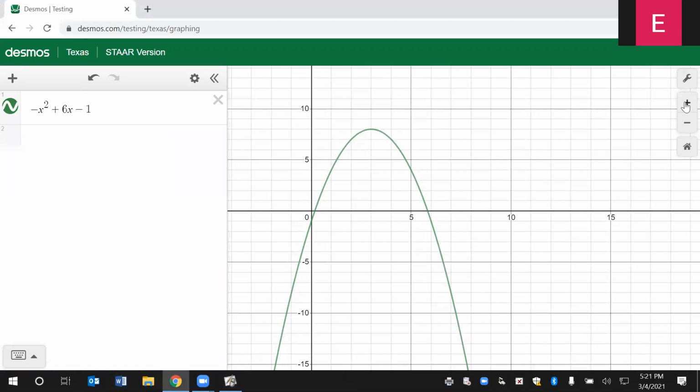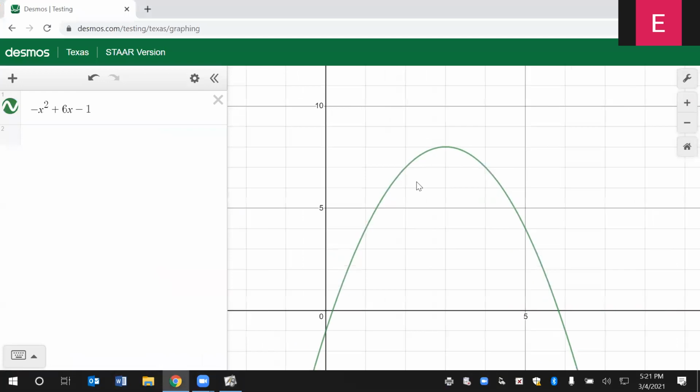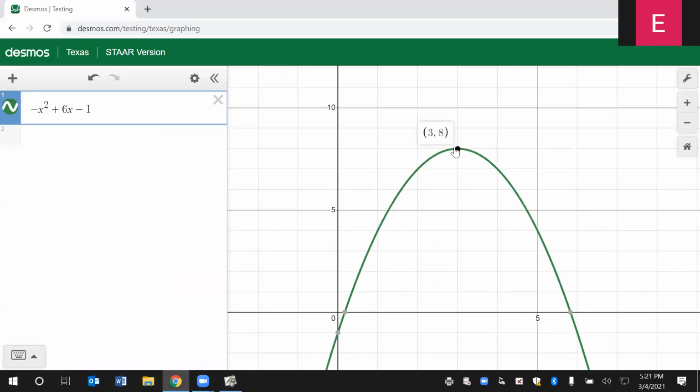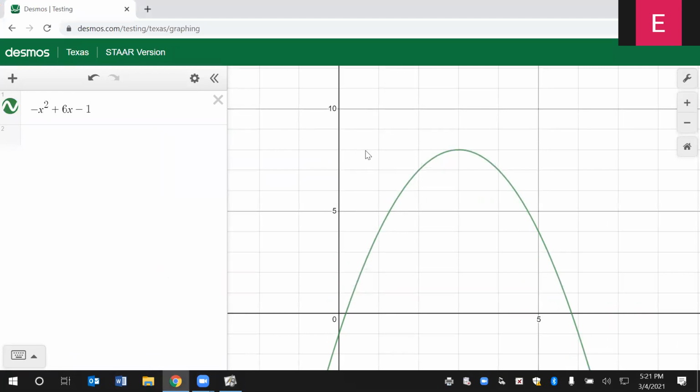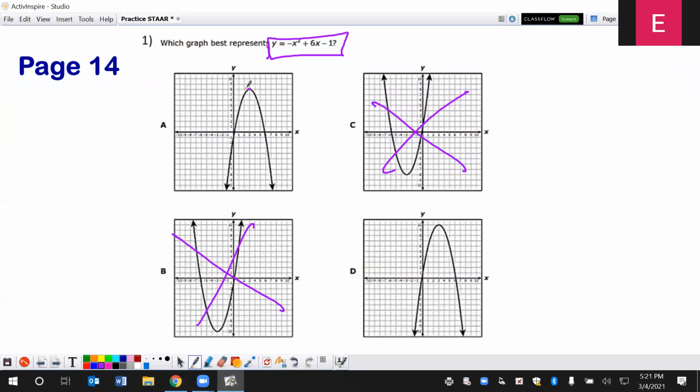Let me zoom in just to show you, since you may have a hard time noticing that. Zoom in, the highest point right here, 5, 6, 7, 8, which is the 8. The top of my graph is at the 8, and so I'm looking for that in my answer choices. This one, the top of my graph is at the 8, so that's my answer. This one was at the 10.